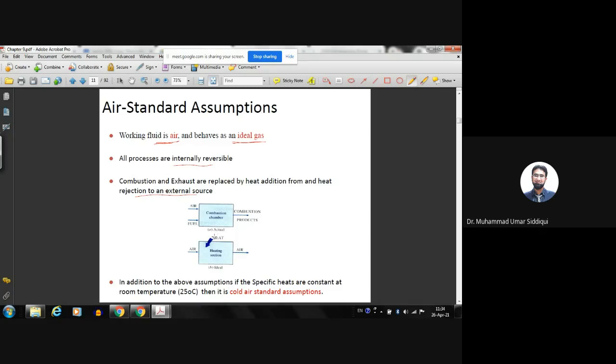Again, we have cold air standard assumptions. It's very important in this chapter. It is very significant that if it is mentioned in the question to use cold air standard assumption, or use the approximate method, or use the constant specific heat values, then there is a specific methodology that you have to adopt. We discussed that in chapter number 7. And if it is mentioned in the question to use the exact approach, or to use the variable specific heats, or let's say that nothing is mentioned in the question, then you will have to use the exact approach, and that exact approach was also mentioned in chapter number 7.